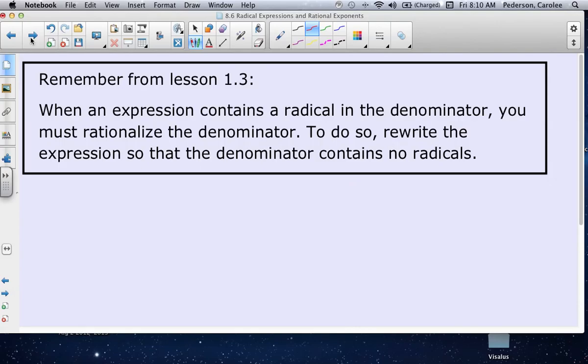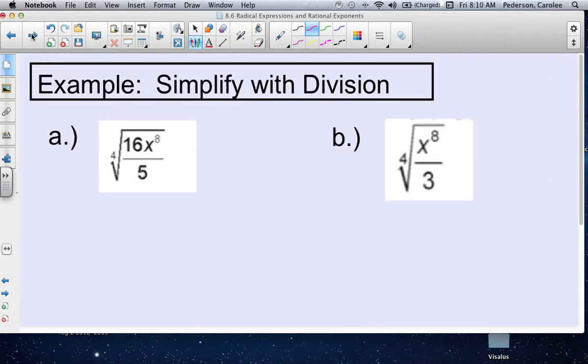In 1.3, we talked about dividing with radicals, and we have to rationalize the denominator so that there are no radicals in the denominator. We're going to do that in the next slides. So here's a couple examples. We have the 4th root of 16x to the 8th over 5.